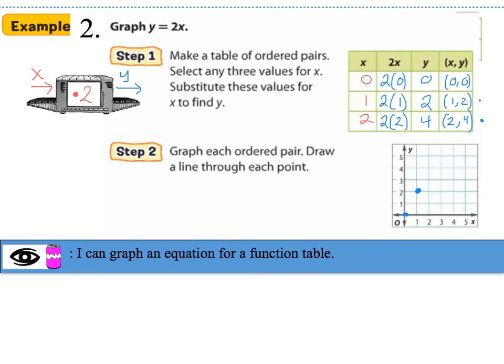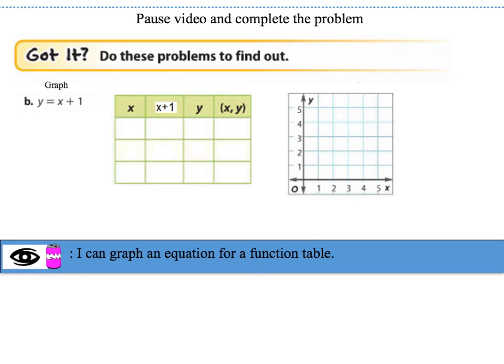And the third ordered pair would be 2, 4. So I'm going to go over 2 on my x and up 4 on my y. And then I'm going to connect my dots using a nice straight line. Notice I have a linear function here because the graph forms a nice straight line. So pause the video and complete this guided problem, and we'll discuss this answer in class tomorrow.